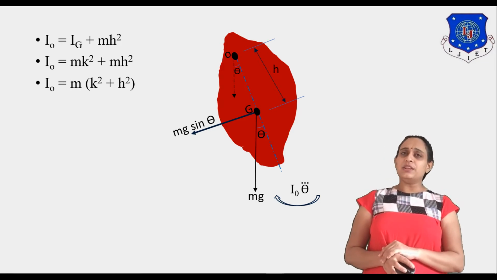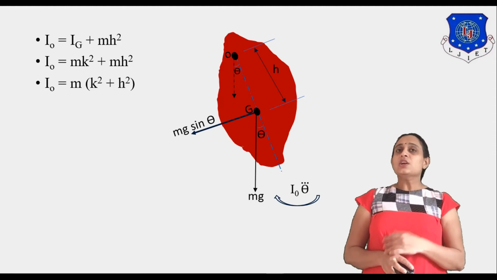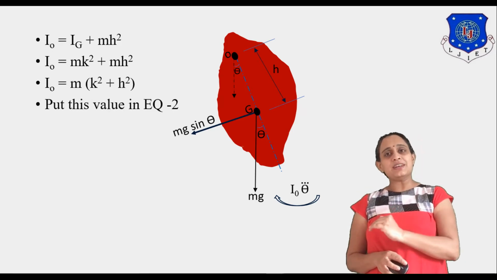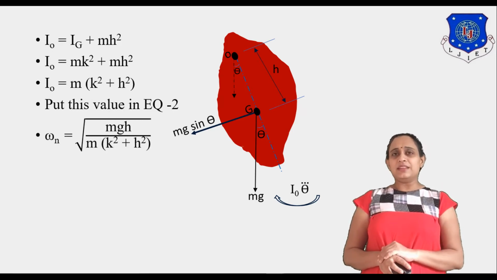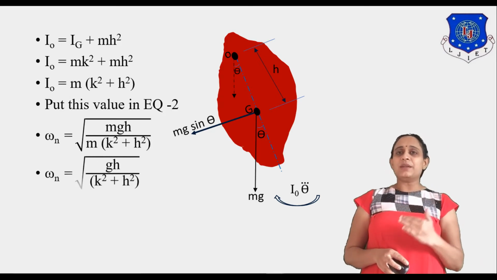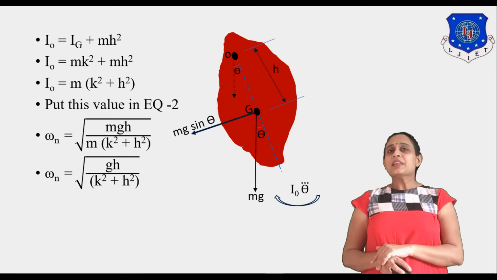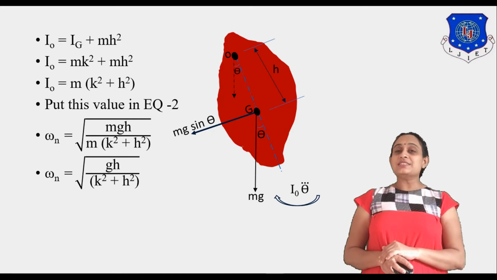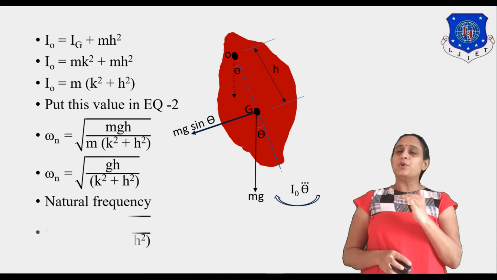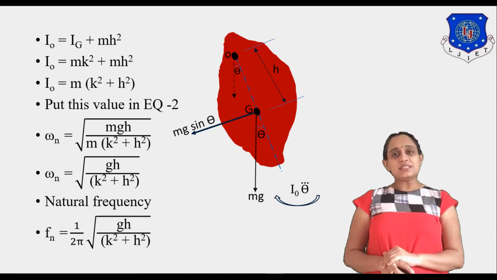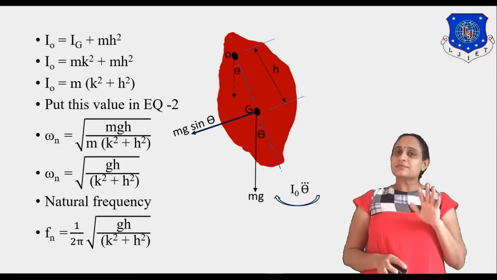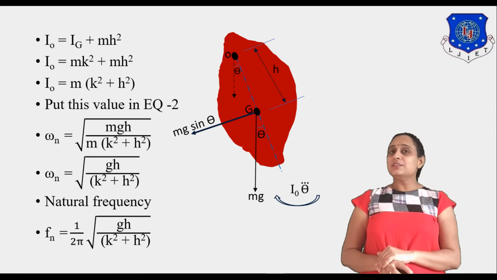Let us put the value in the omega n equation. So what is omega n? Under root of mgh upon m times k square plus h square. Now m can be neglected. Hence omega n is equal to under root of gh upon k square plus h square. This is the omega n value. So what is our natural frequency equation? It is 1 upon 2 pi under root of gh upon k square plus h square. So this is the natural frequency of the system. Clear? So this is our numerical.